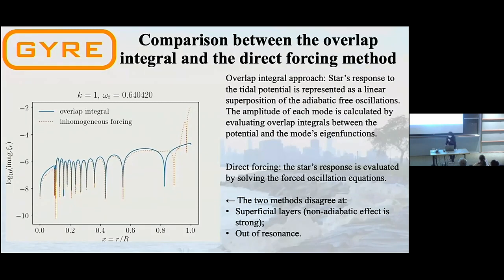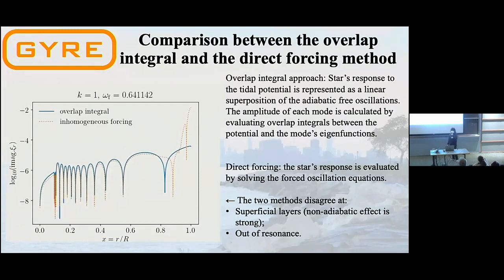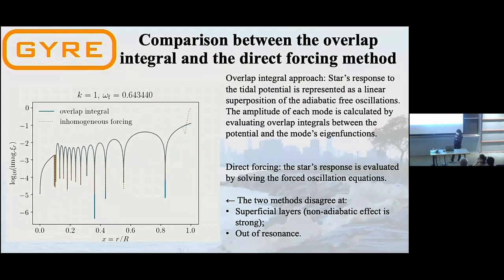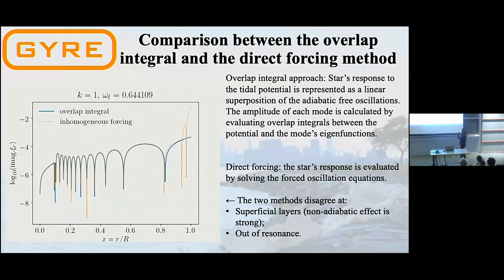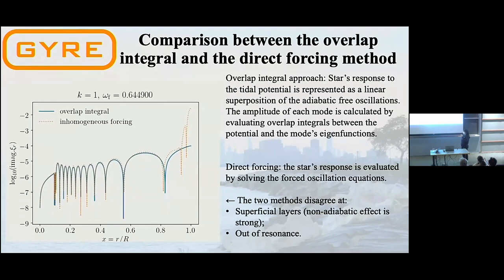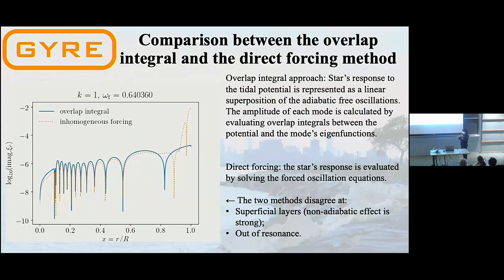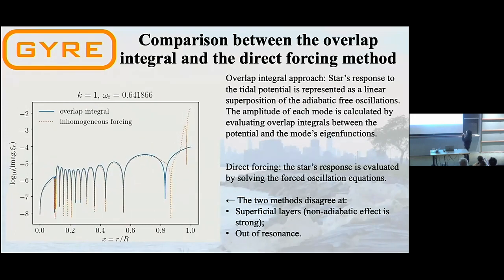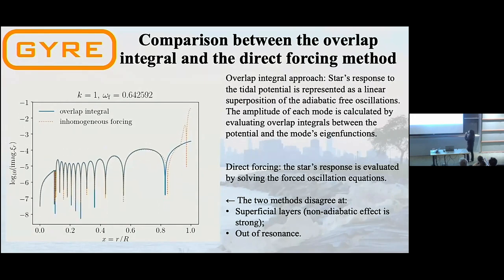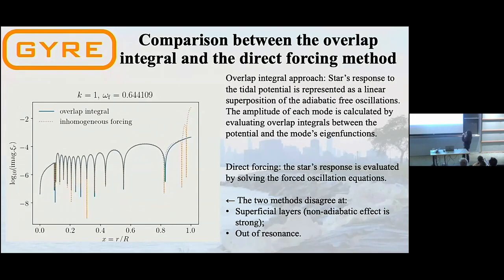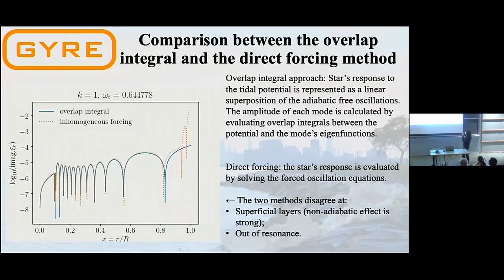All right, at the very last of the slide, I would like to have more of a discussion, because some things are not super confirmed. There are two methods for calculating the stellar response: the overlap integral approach and the direct forcing method. The first one, the overlap integral approach, assumes the star's response is represented as a linear superposition of the star's adiabatic free oscillation modes.